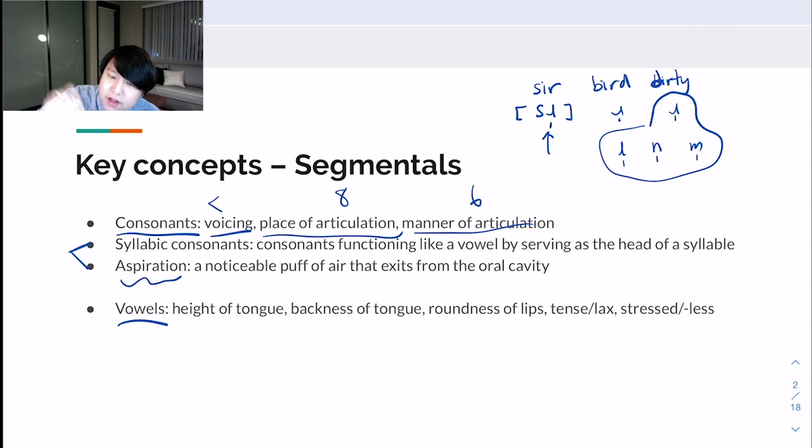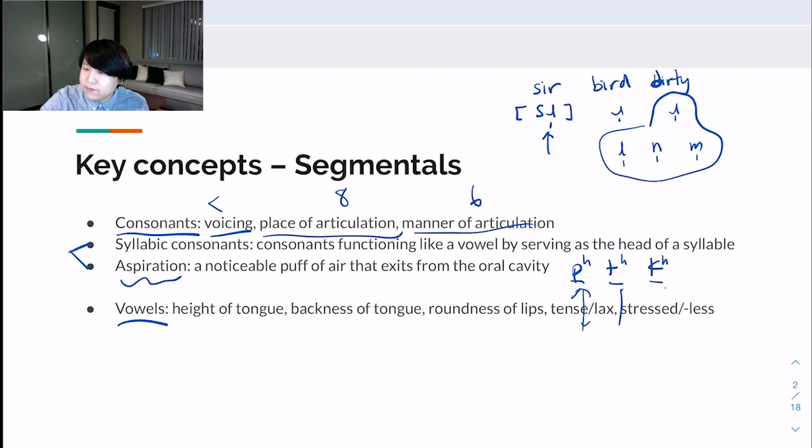Aspiration is another phenomenon we learned about consonants. It's a noticeable, very big puff of air that exits from the oral cavity. In English, we have voiceless stops like P, T, K, pa, ta, and ka, that are highly aspirated, especially at the beginning of a word, in the onset of a stressed syllable. You use a very small h on top of each letter to denote aspiration. So this is pa, and ta, and ka.